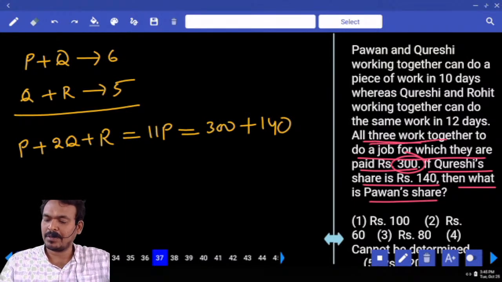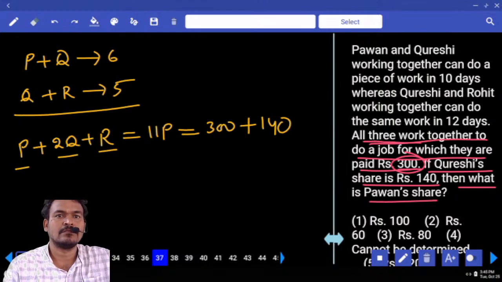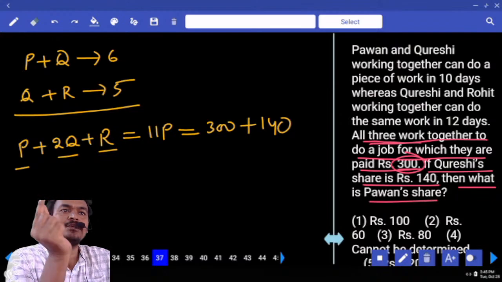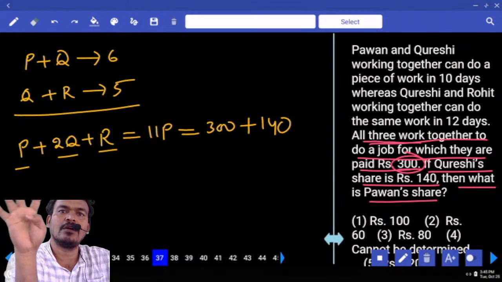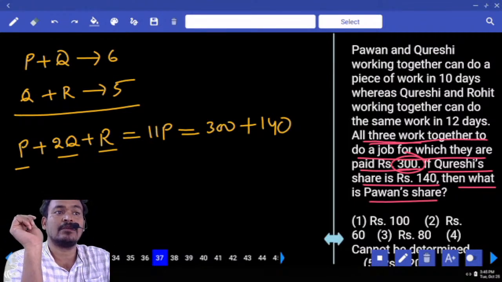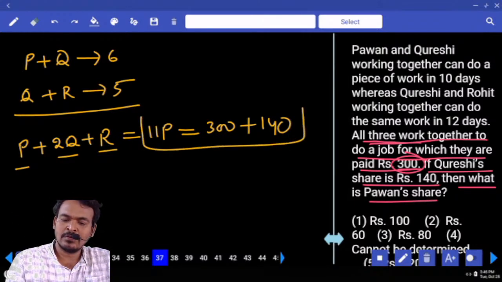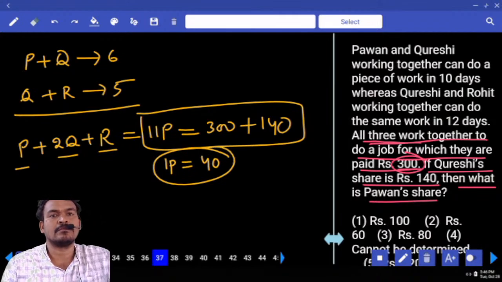What is the sum of P, Q, R together? 300. But here it is P plus 2Q plus R, or not? Yes or no? Only PQR is how much? 300. Additionally Q, or not? What is the Q value? 140. Then how much are we getting? 440, or not? That 440 represents the P plus 2Q plus R value. Then 11 parts equal to how much? 440. What is the one part value? 40, or not?